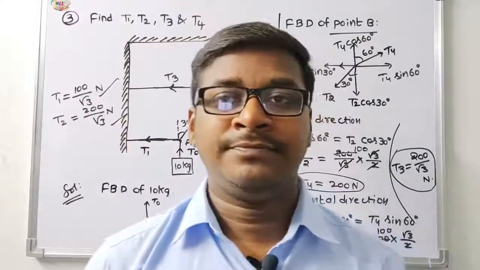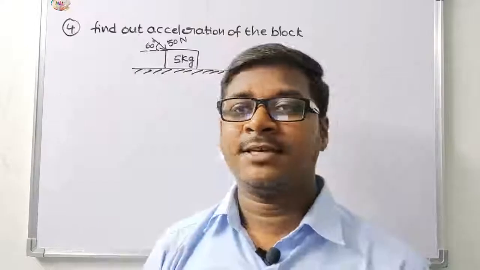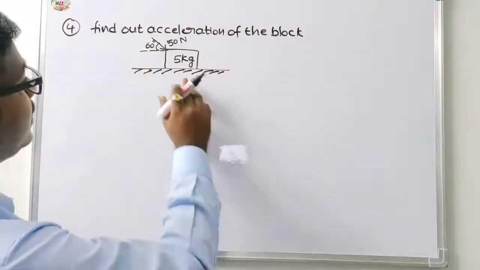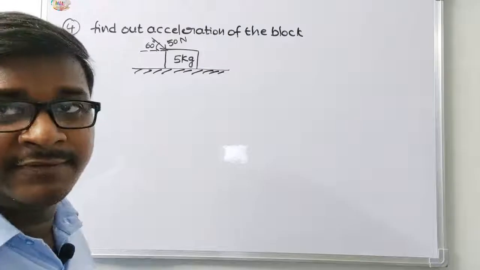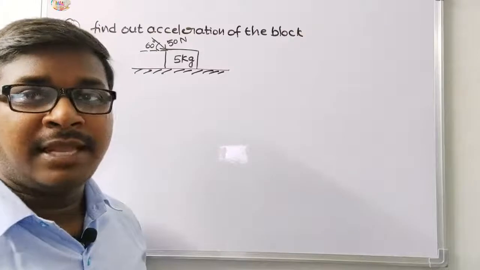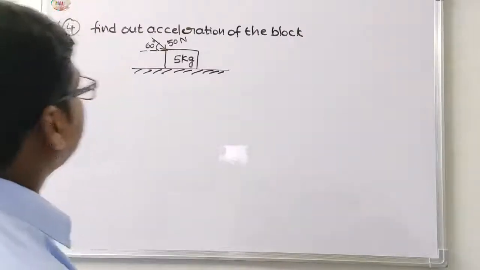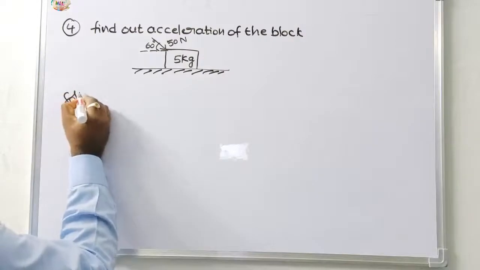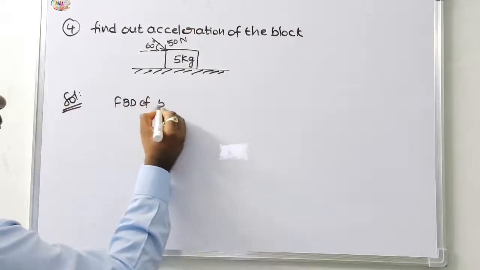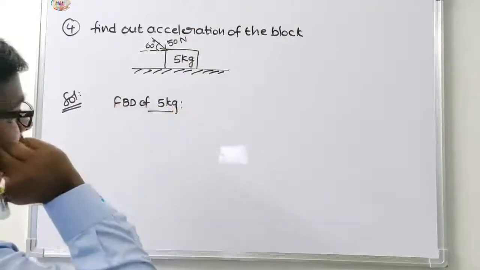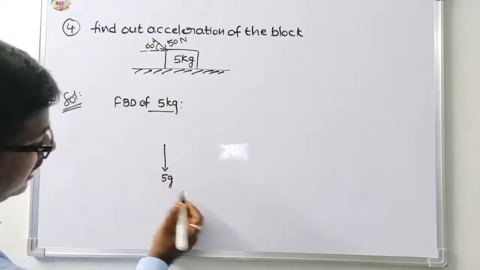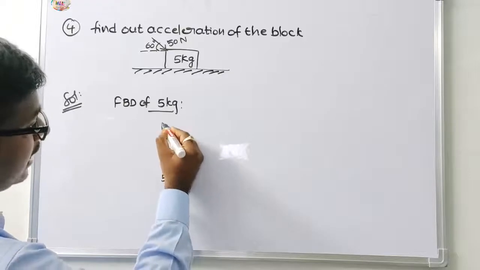So the fourth problem, the last problem in this session: find the acceleration of the block. A block of mass 5 kg has a force of 15 Newton acting on it at an angle of 60 degrees. First, draw the free body diagram of the 5 kg mass. The gravitational force of 5g always acts downward, and the normal force acts upward.